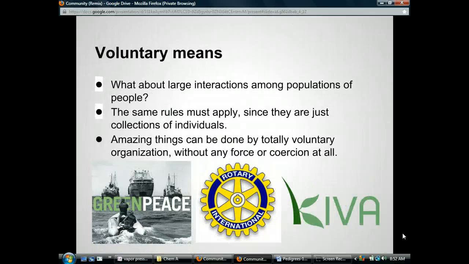Now, what about large interactions among whole populations of people? Can this actually work at the scale of a nation or nations? The same rules must apply, folks, since they're just groups of people. So a nation not obeying these rules is also violating natural law. That's what I would argue. Now, amazing things can actually be done by totally voluntary organizations. Greenpeace has done, maybe not lately, but at least in their inception, in their early years, they did tremendous things.